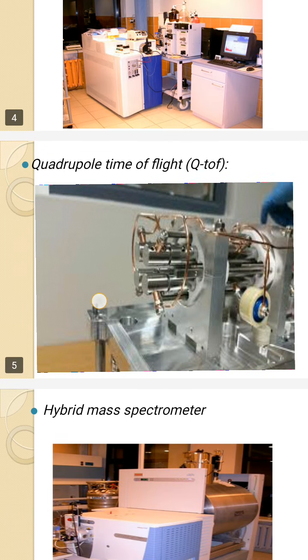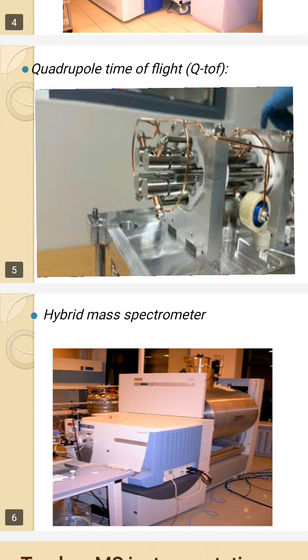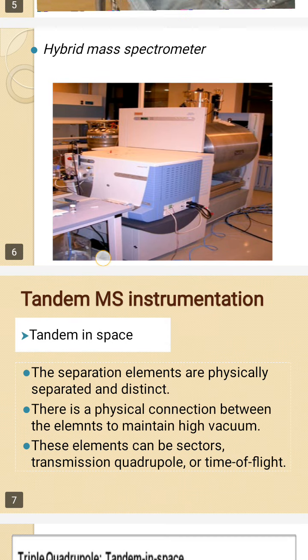Quadrupole time of flight. Quadrupole time of flight mass spectrometer combines TOF and quadrupole instruments, which give high mass accuracy for product ions, accurate quantitation capability, and fragmentation experiment applicability. Hybrid mass spectrometer. Hybrid mass spectrometer consists of more than two mass analyzers.